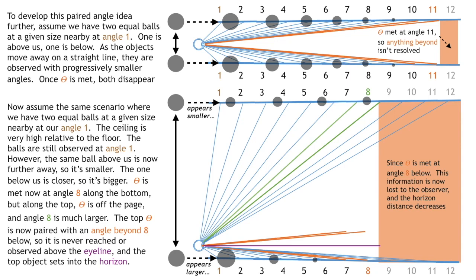So again, we're looking at something along the ceiling and something along the floor. It starts out at a certain size, and as it moves away, it gets smaller. Once theta is met, they both disappear. And that's represented by, we'll say, angle 11 here at the top diagram. So theta is met at angle 11, just an arbitrary point. So anything beyond that point isn't resolved. You cannot see that object any further.